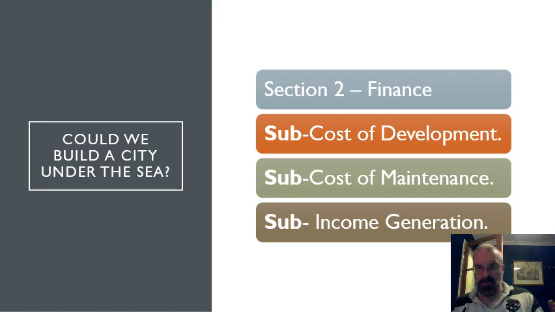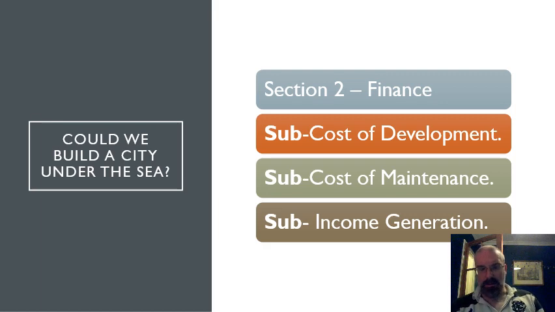So let's try and break this down a little bit more with a slightly more general example. So we've gone back to our question, could we build a city under the sea? Now, our first section is technology. Do we have the technological ability to do so? And our second section is on finance. So can we afford to do it?